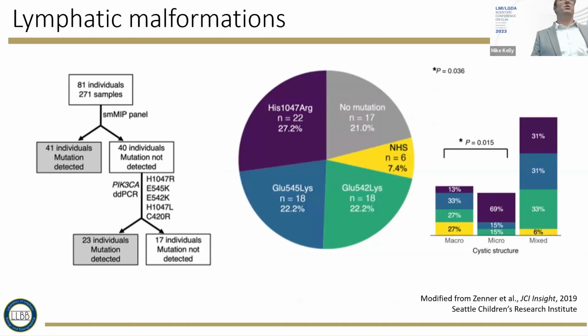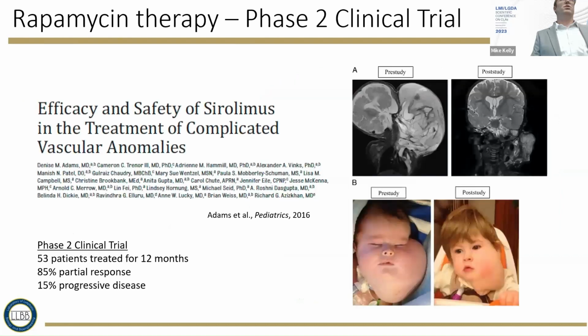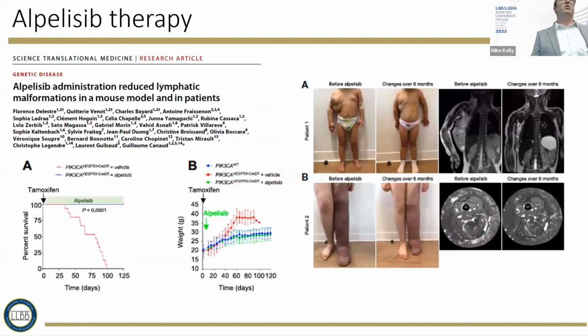Because of that, we've had great success clinically, or I would say certainly success over what we had previously, in treating these patients with sirolimus. And there have been clinical trials to really show its efficacy. And then more recently, alpelisib, which targets the P110 alpha catalytic subunit.